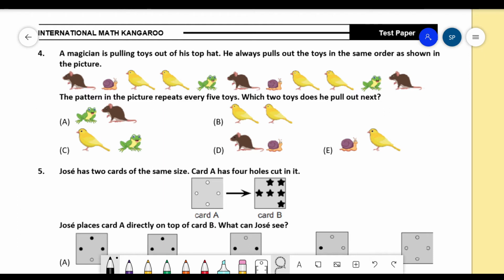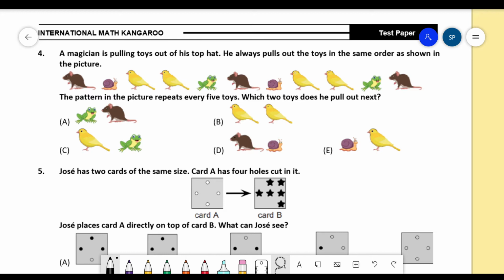4. A magician is pulling toys out of his top hat. He always pulls out the toys in the same order as shown in the picture. The pattern in the picture repeats every 5 toys. Which 2 toys does he pull out next?